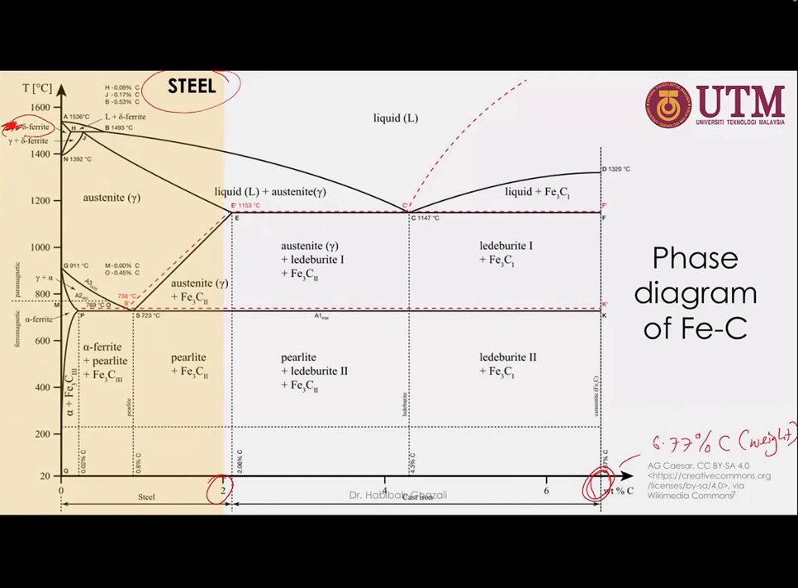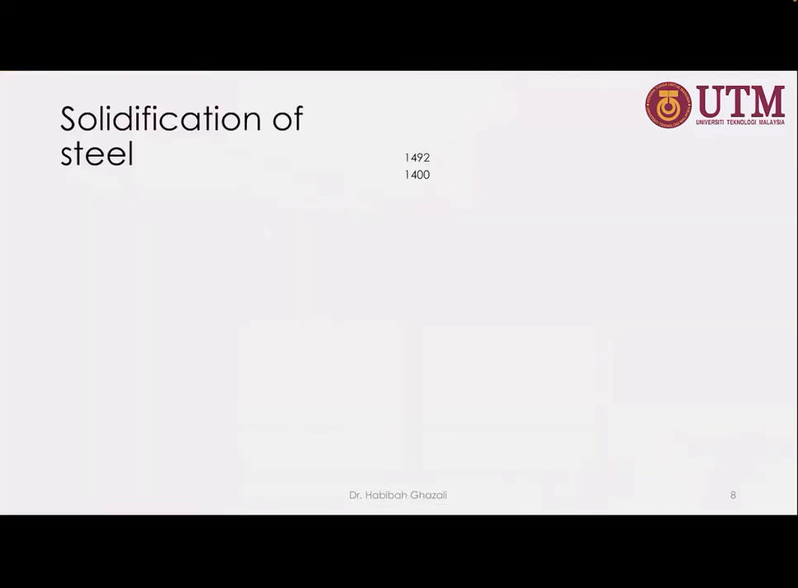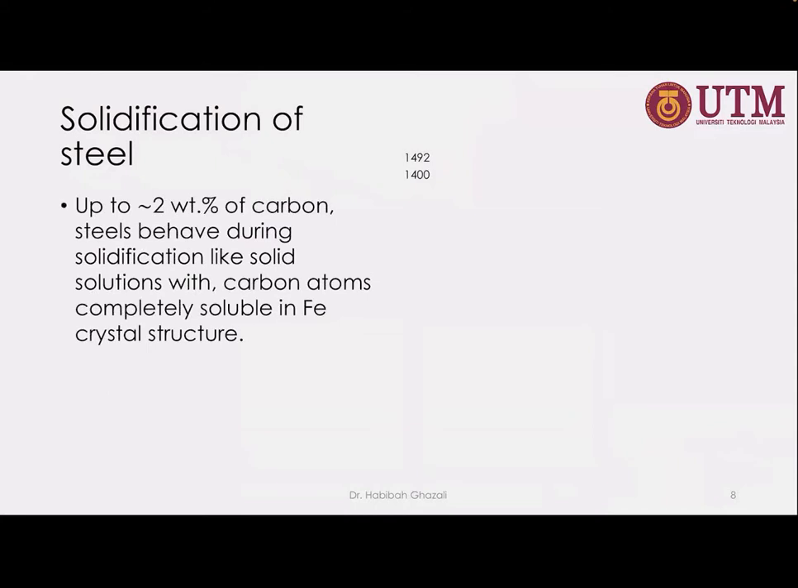The carbon content is only up to 2%, but steels are varied in terms of performance. Some of them are soft, some of them are very hard. The variation of carbon content between 0 to 2% influences the mechanical properties, giving different mechanical properties to your steel, even though the content is at most 2%. Up until 2% carbon, it still behaves during solidification like a solid solution, where the carbon is completely soluble in the Fe crystal structure.